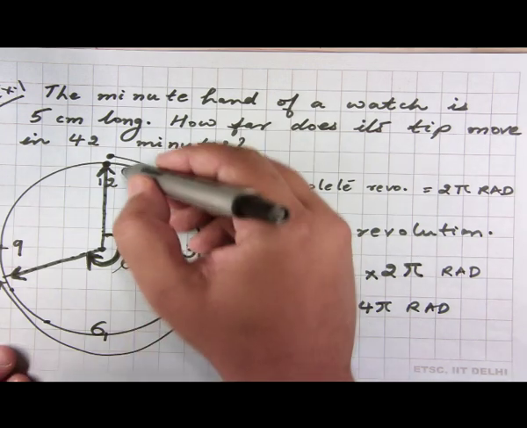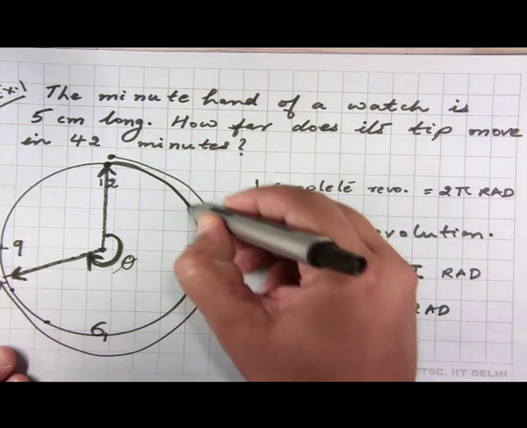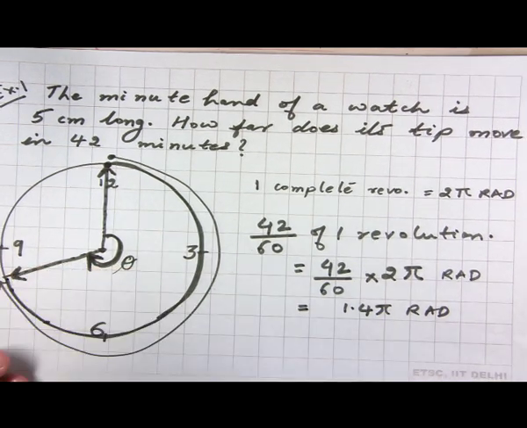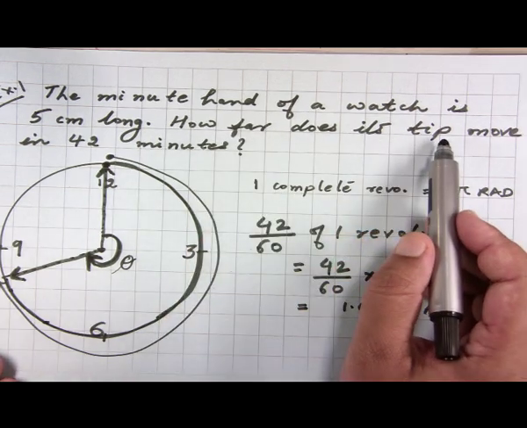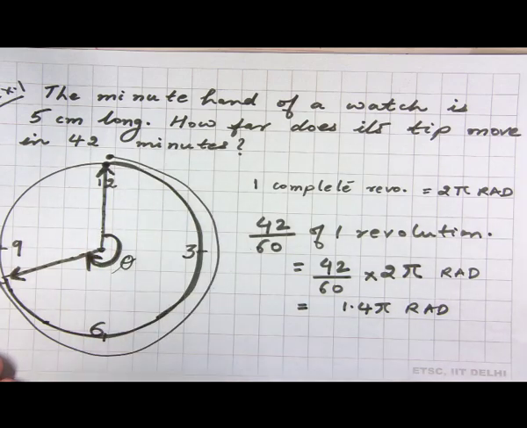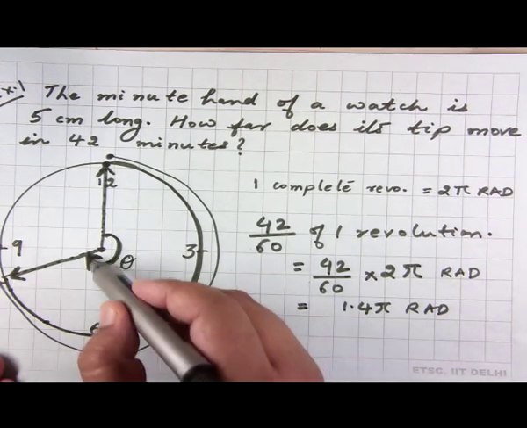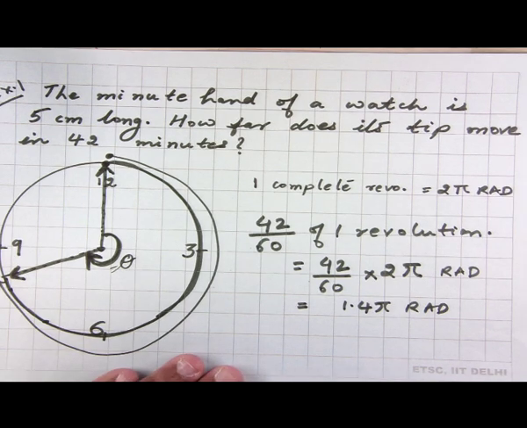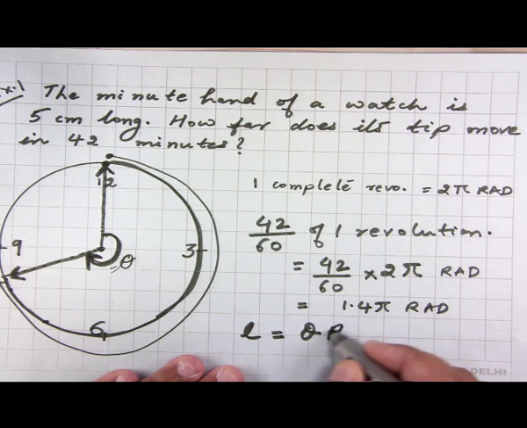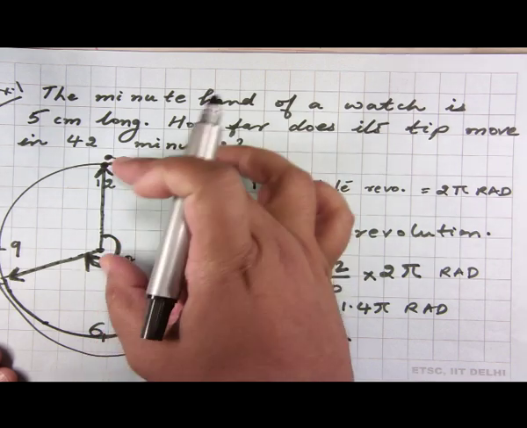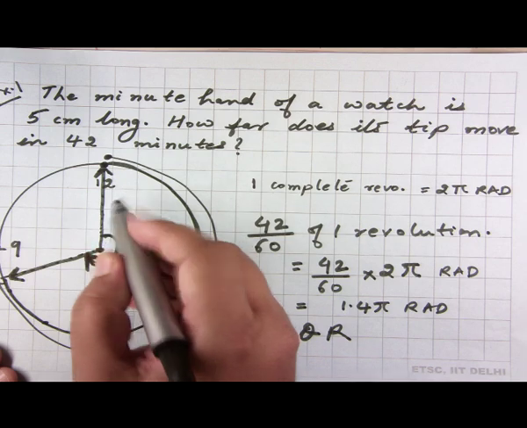And then how do we find the length of this arc here? Because the question is asking you how far does the tip of the minute hand move in 42 minutes. So, to find the length of this major arc corresponding to this rotation by angle theta, as we saw on the previous slide, the length of this arc will be L equal to the angle of rotation theta times the radius of this circle. In this case, the radius of the circle is nothing but equal to the length of this minute hand, which is 5 centimeter.